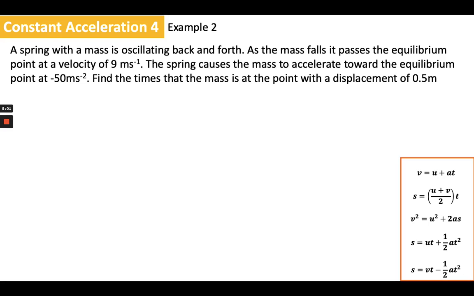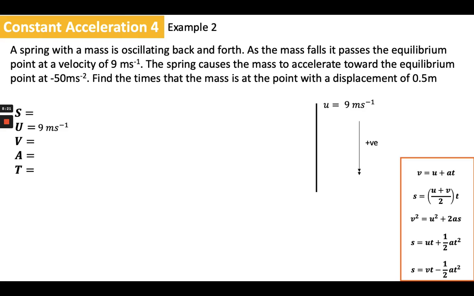Now, this question: I've got a spring oscillating back and forth, and as the mass falls, it passes the equilibrium point at a velocity of 9 meters per second. Again, I'm going to put S, U, V, A, and T down the side, and I'm going to draw myself a diagram. I've got positive as downwards because it's talking about a mass falling, and I've got an initial velocity of 9 meters per second.